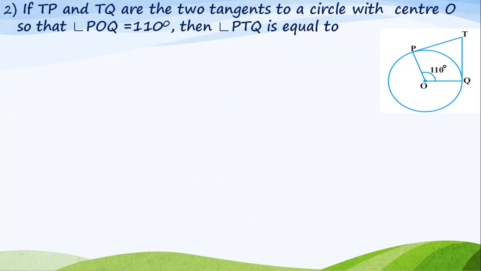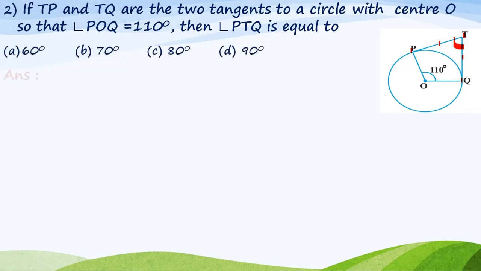is, if TP and TQ are the two tangents to a circle. TP and TQ are the two tangents drawn from an external point to a circle with center O. Then POQ is equal to 110 degrees. What is the value of PTQ? We have to find the value of PTQ in this problem. These are the four options. Therefore, first we solve the problem.